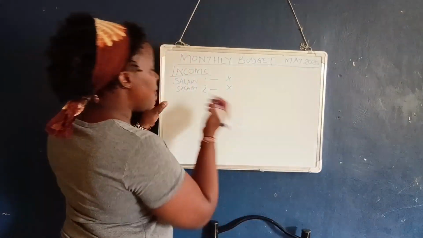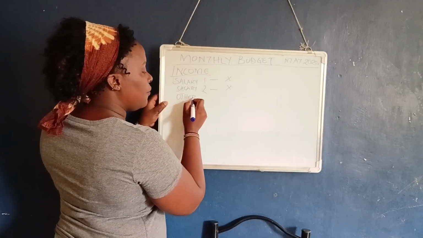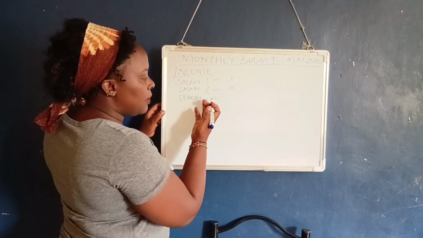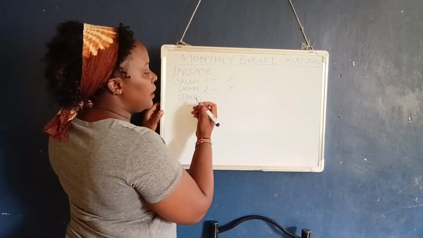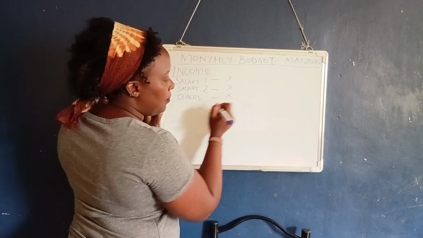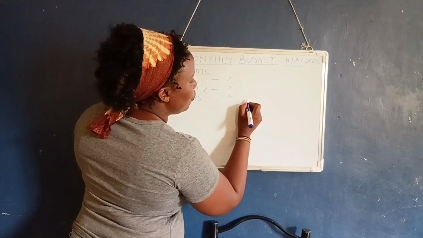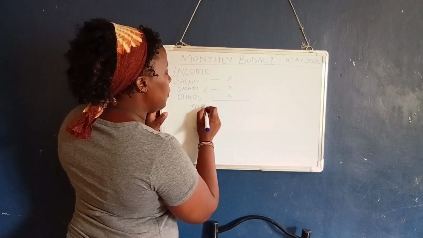And then we have others. These are the other sources of income that you have. You might be drop shipping, you might be having a small business, you might be keeping poultry, you might be having other things that bring an income. So all of them come there, count there. Then you have your total there.